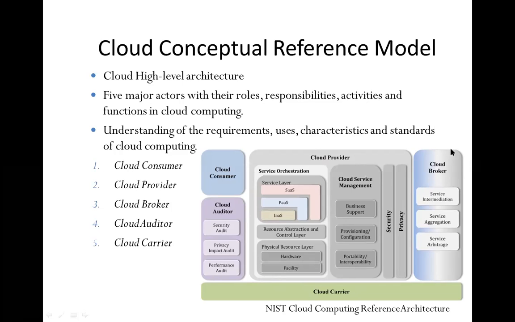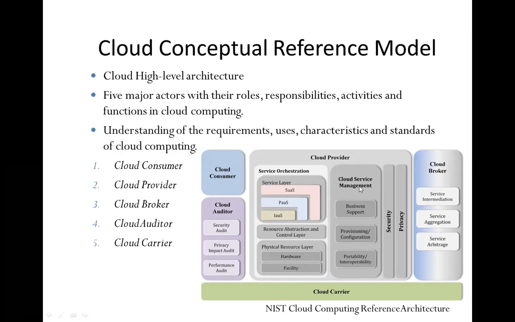We will discuss those things in today's lecture. Understanding of the requirements, uses, characteristics, and standards of cloud computing should be of concern while studying these actors: cloud consumer, provider, broker, auditor, and carrier.